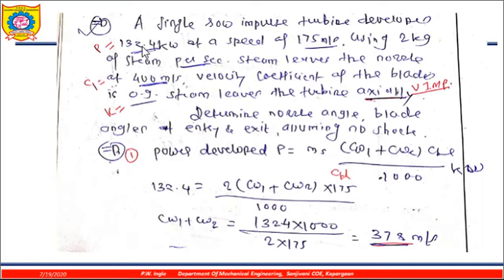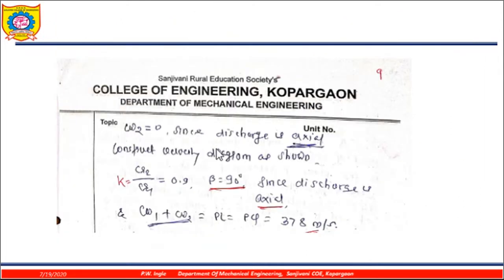So here power developed is 132.4 equal to 2 in bracket CW1 plus CW2 into 175 upon 1000. So CW1 plus CW2 is 378 meter per second. This is very important. Now CW2 is 0 because discharge is axial. So therefore construct the velocity diagram as shown.